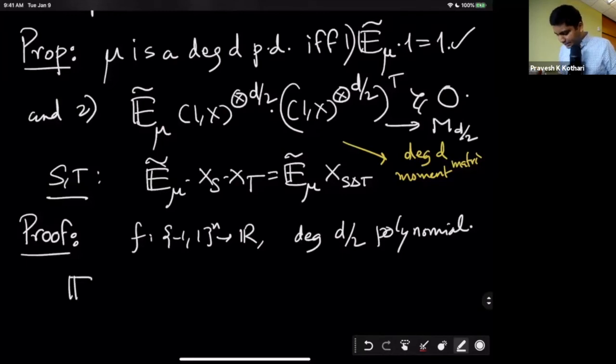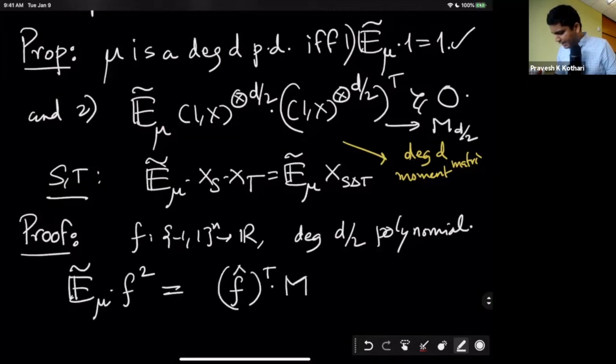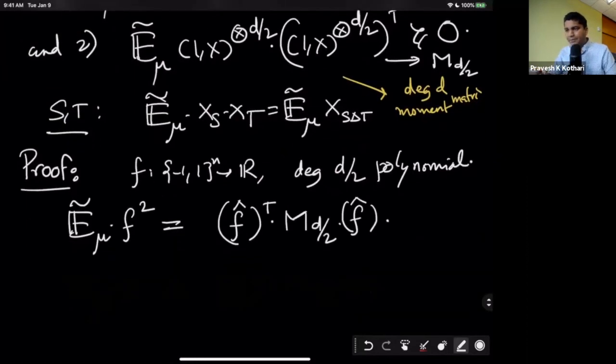Then the pseudo expectation of f square equals the quadratic form. Let me call it hat here. I'll explain to you why I'm doing that. Of this M D/2 matrix on f hat. So for a polynomial, f hat is just its vector of coefficients. So remember that f is a degree D/2 polynomial. So f hat is just a vector of coefficients of dimension n plus 1 to the D/2.